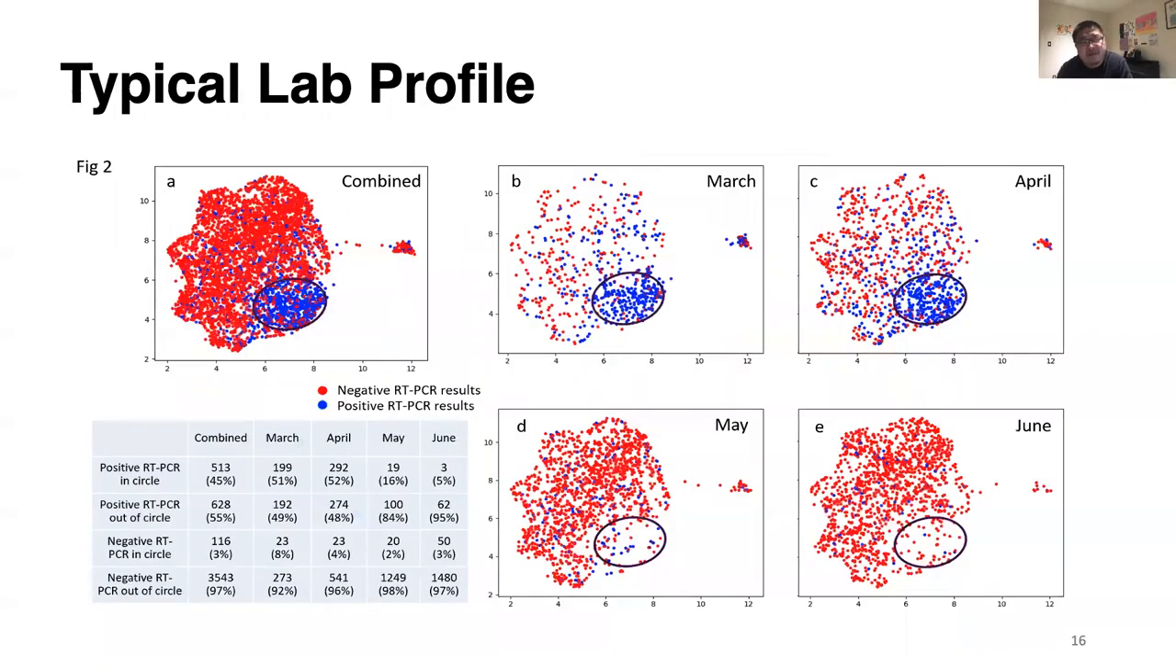This is the evolution of the typical lab profile over different months. We can see that the positive patients in the typical region are mostly from March and April. In May and June, of course, the positive rate dropped dramatically, and the patterns of the positive patients also changed. You can see they're scattered at different places instead of mainly residing in that region.